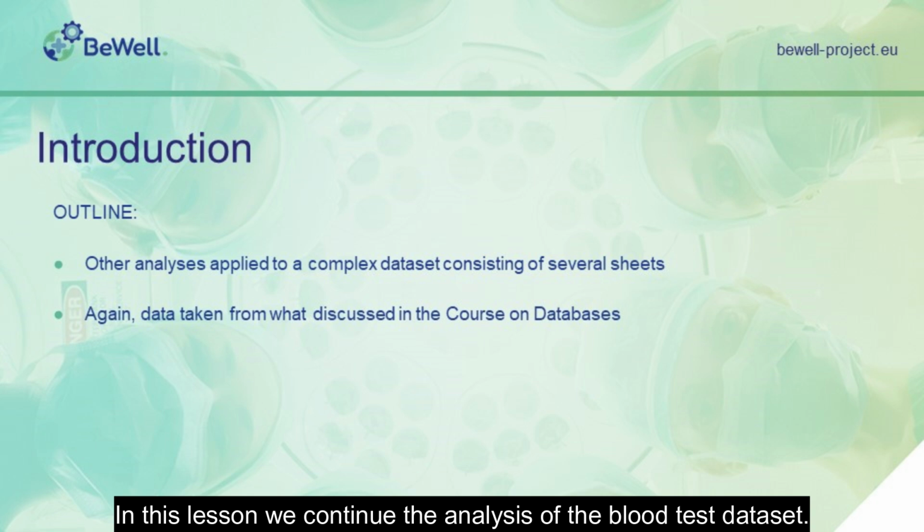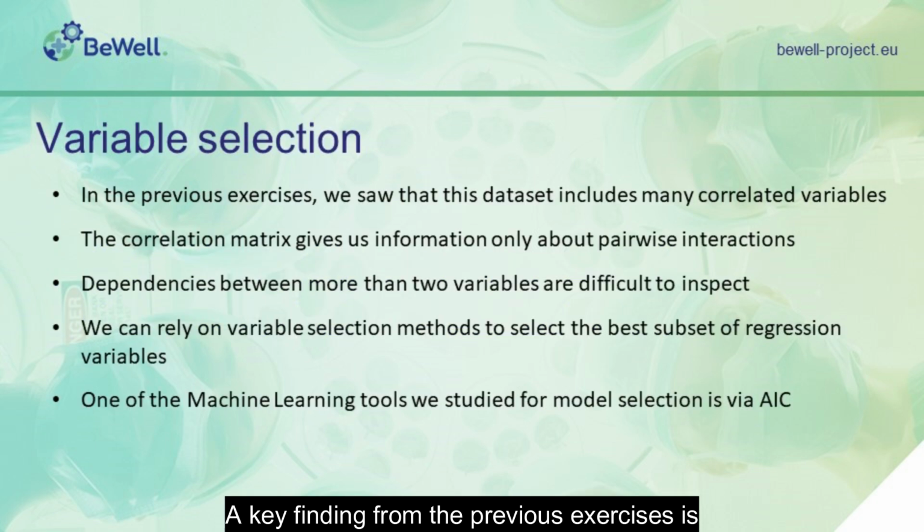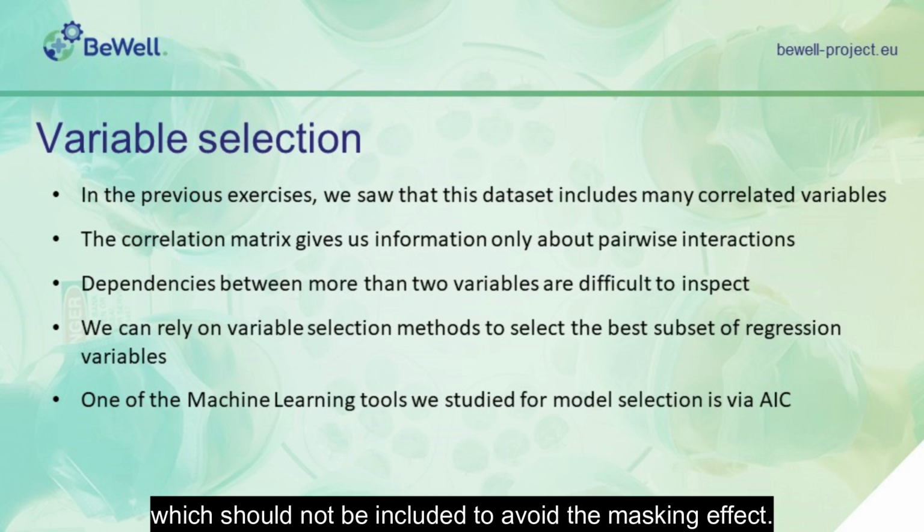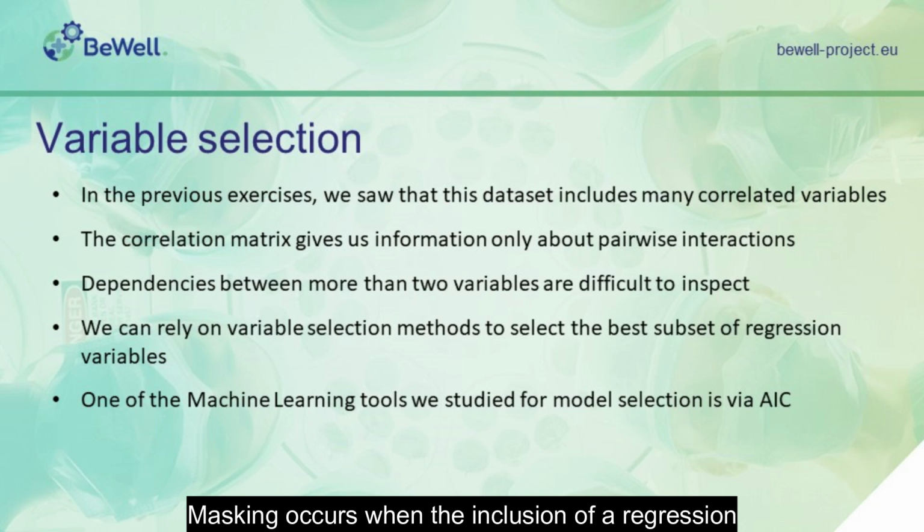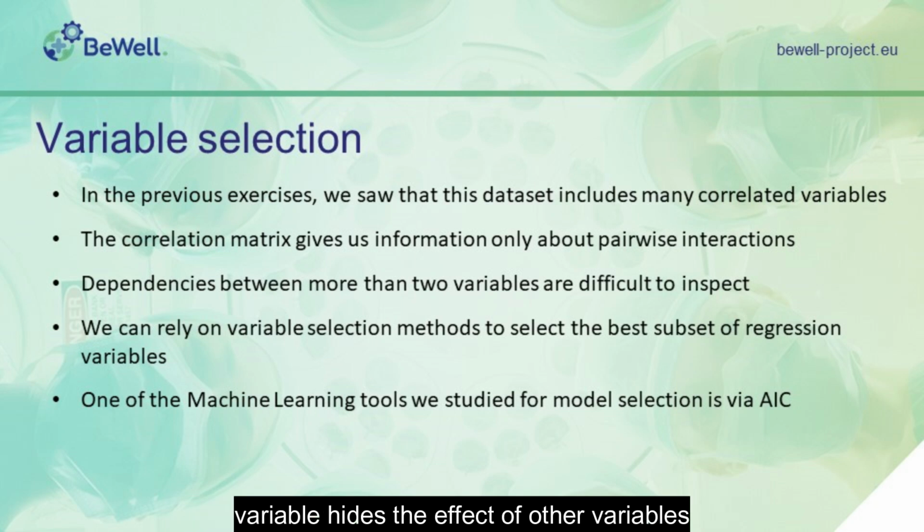In this lesson we continue the analysis of the blood test dataset. A key finding from the previous exercises is that these data include many correlated variables, which should not be included to avoid the masking effect. Masking occurs when the inclusion of a regression variable hides the effect of other variables that are related to the included one. During the previous lesson we saw that the correlation matrix could fix this issue.